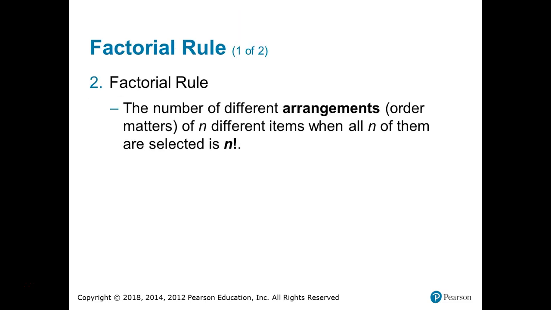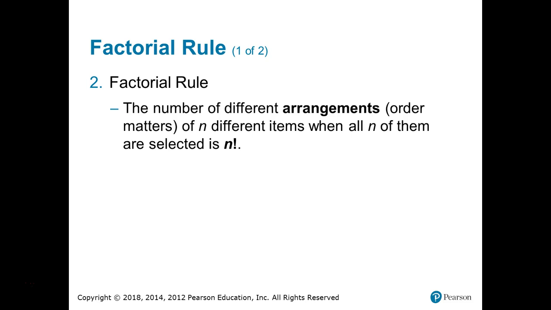So likewise, there are 10,000 possible combinations. So that's the multiplication counting rule. Now let's look at the factorial rule. The factorial rule says that the number of different arrangements, where order matters, of n different items when all n of them are selected is n exclamation mark. What does the exclamation mark mean? That's just the way we denote factorial. So factorial is saying you have a select number of possibilities and you can't use each one more than 1 time. So once you use it, it's gone.